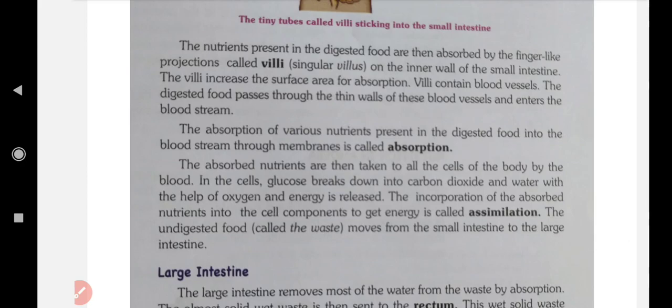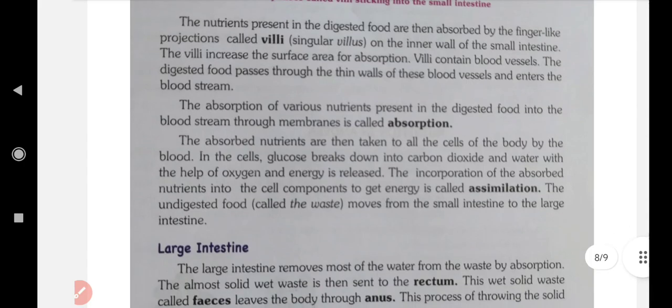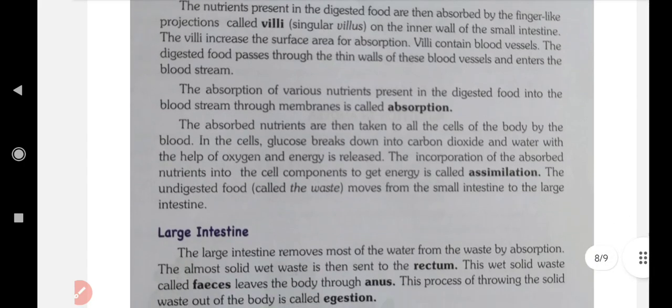The incorporation of the absorbed nutrients into the cell components to get energy is called assimilation. So what is assimilation? The absorbed nutrients are incorporated into the cell components to get energy. This process is known as assimilation.